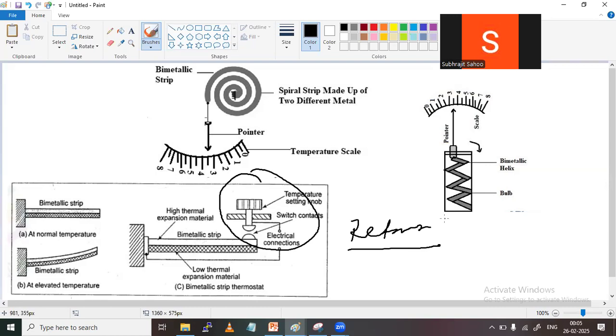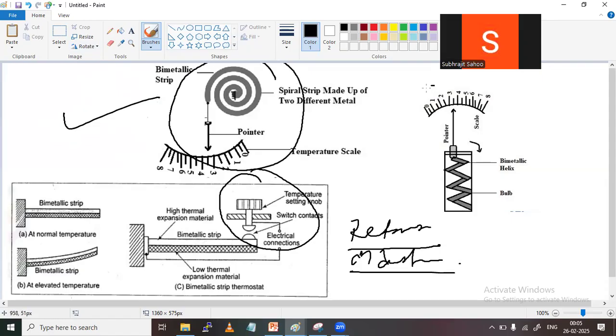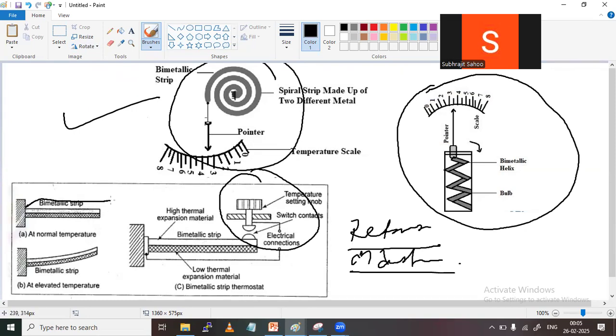We can find applications in so many industrial sectors, where we use it for temperature measurement. These are the applications. Here several varieties of bimetallic strips are available. This is one more, the spiral shape. This is a spiral shape bimetallic strip, and this one is a helical shape bimetallic strip. And what we discussed is this rectangular shape bimetallic strip, like this.